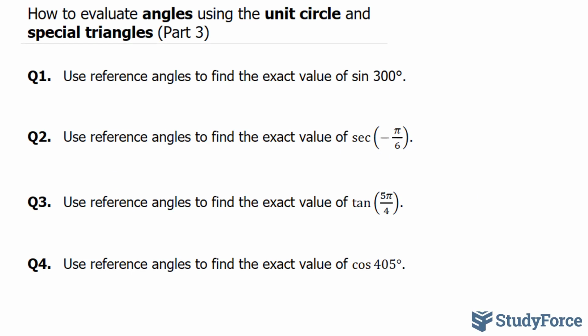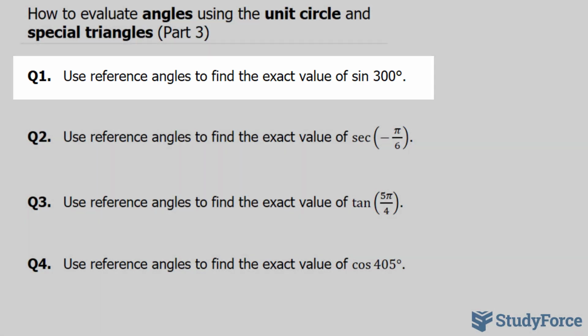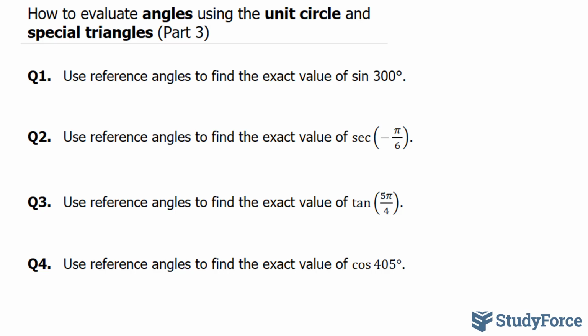In this lesson, I'll show you 4 more examples on how to evaluate angles using the unit circle and special triangles. Question 1 reads, use the reference angle to find the exact value of sine 300. Let's start by finding the reference angle.